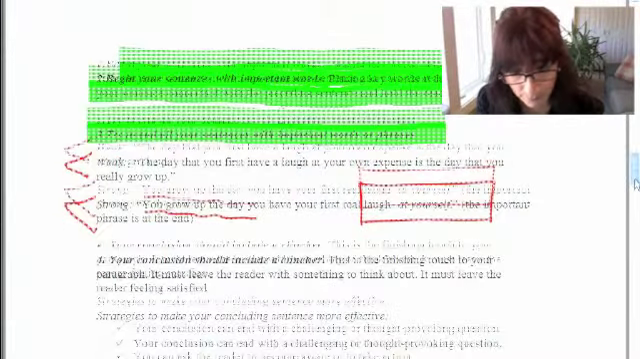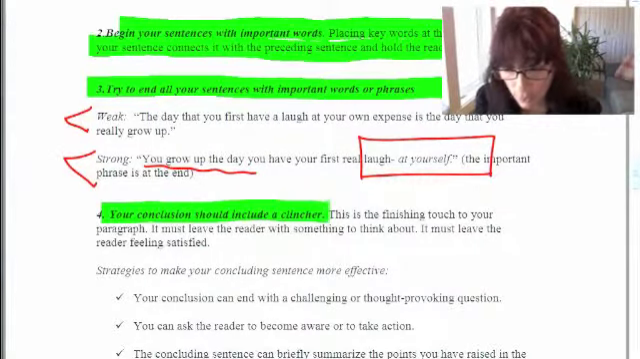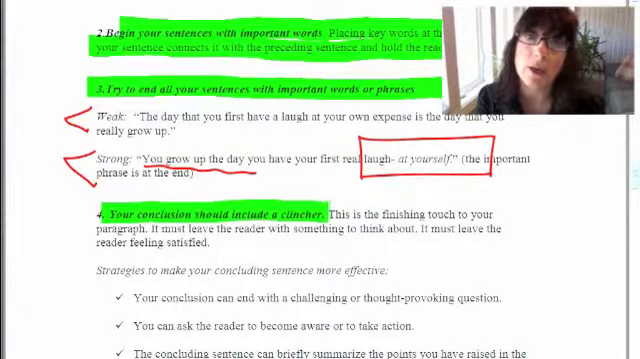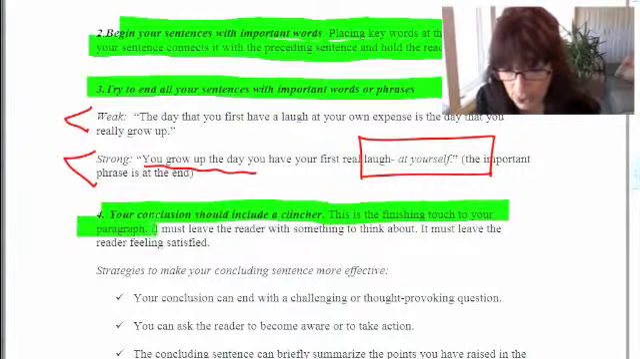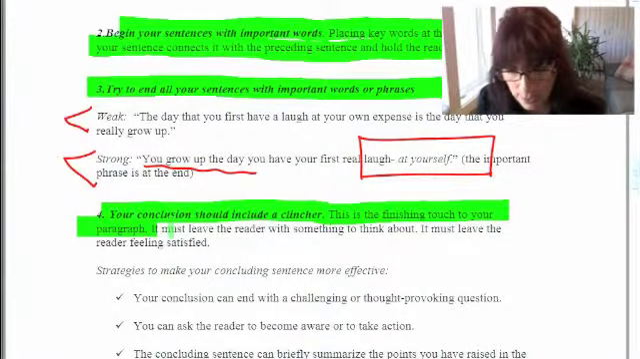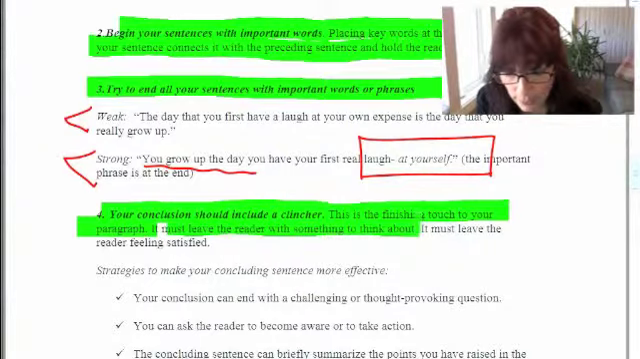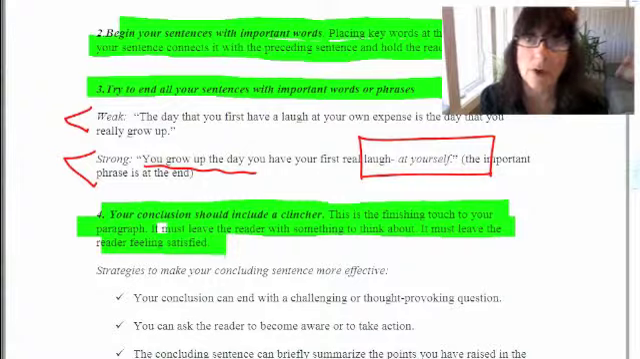Okay, here's a fourth idea. Your conclusion should always include a clincher, and that also adds emphasis to your writing. This is the finishing touch to your paragraph. It's the last thing you're saying in that paragraph. So it should leave the reader with something to think about, and you want your reader to feel satisfied.